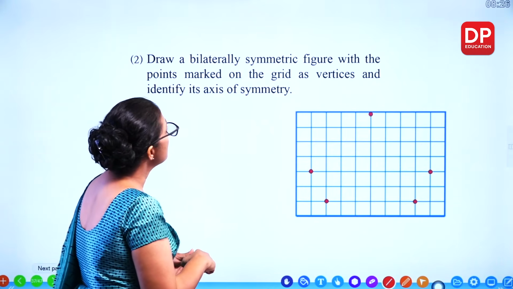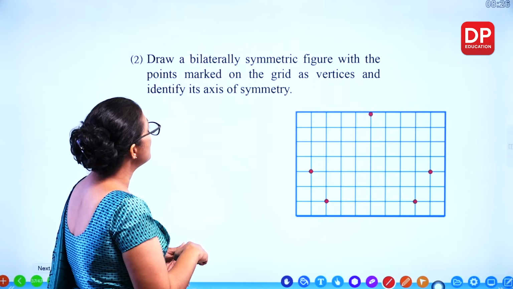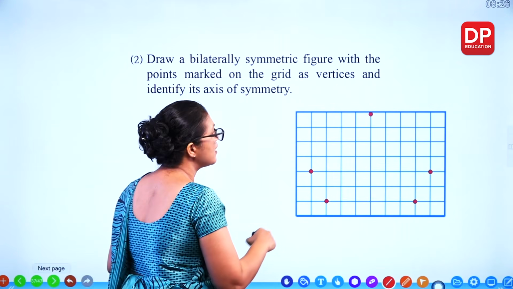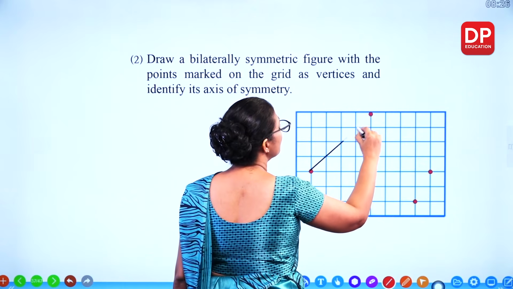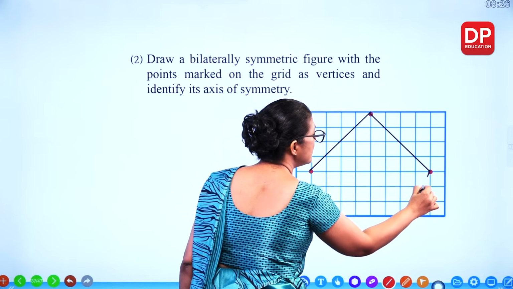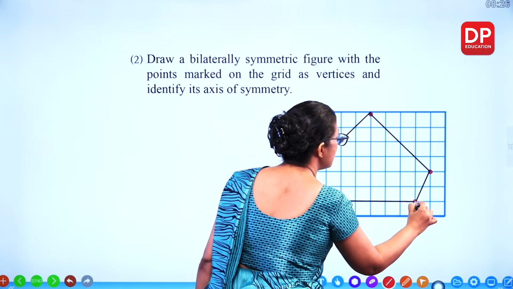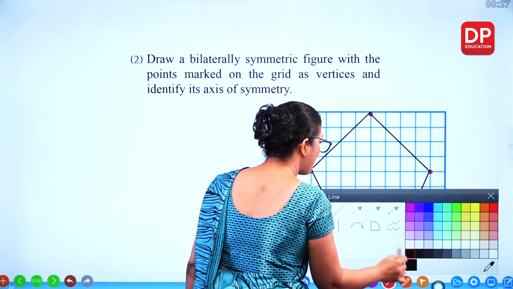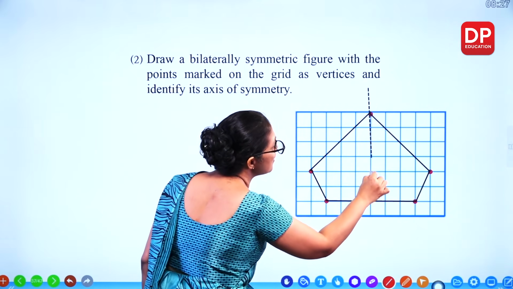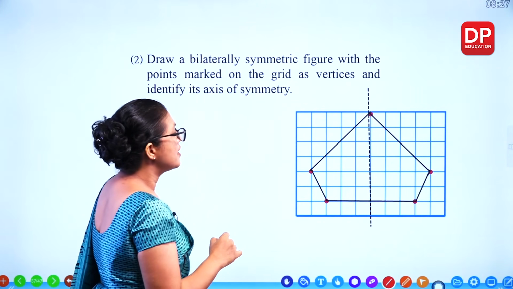Draw a bilaterally symmetric figure with the points marked on the grid as vertices and identify its axis of symmetry. So we'll connect this and see. This one here and here and here. So what's the axis of symmetry there? So we can draw the axis of symmetry this way. That's the axis of symmetry.